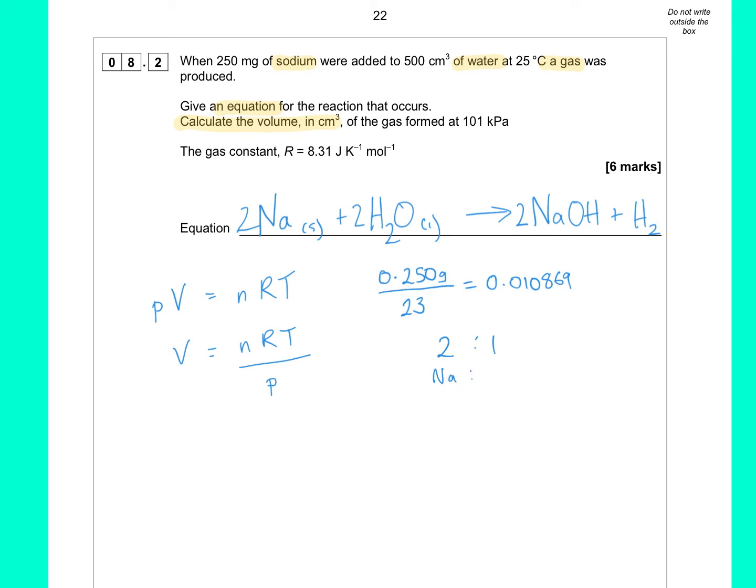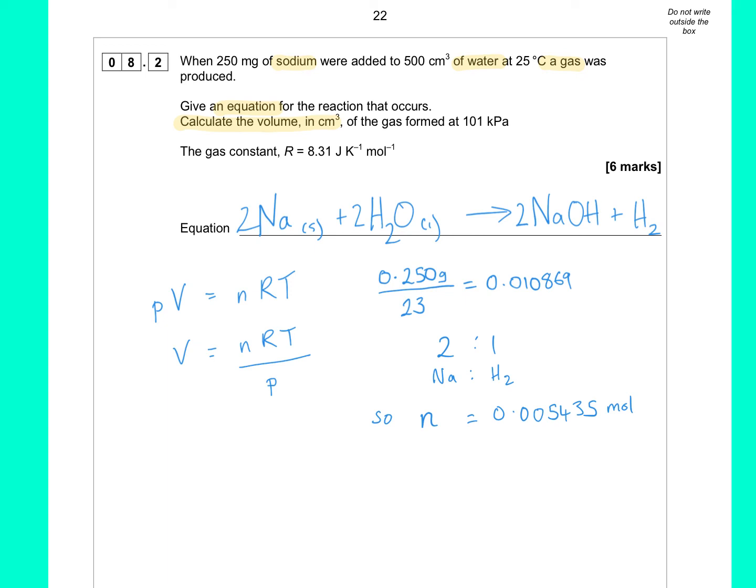Looking at the equation, they react in a 2-to-1 ratio. So for every 2 moles of sodium, there's going to be 1 mole of hydrogen produced. So therefore, N is going to be half the value of the number of moles we've worked out previously. So if I halve the 0.010869, I'm going to get 0.00543 moles, okay?